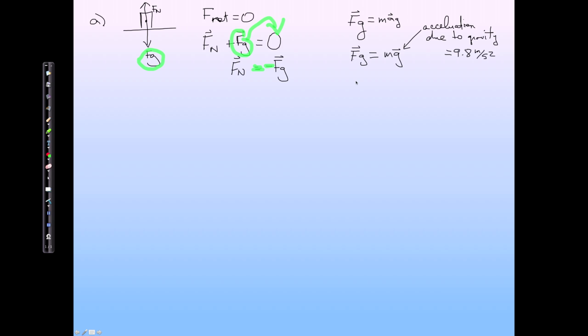And so, for this 100 kilogram object, we have the force of gravity equaling mass of 100 kilograms times acceleration due to gravity, 9.8 meters per second squared. Doing that math, we get 980 kilogram meters per second squared, which is equal to 980 newtons.